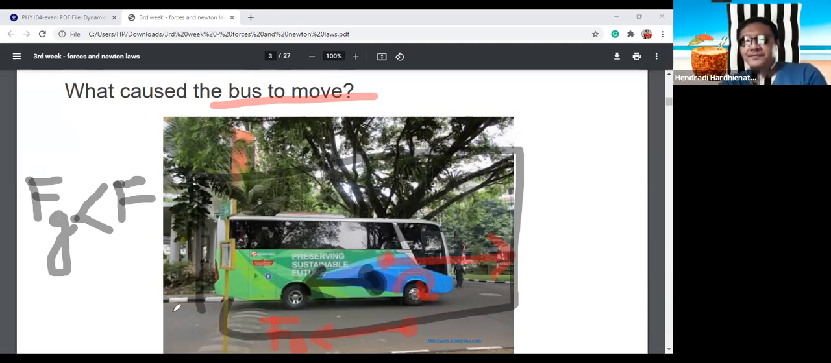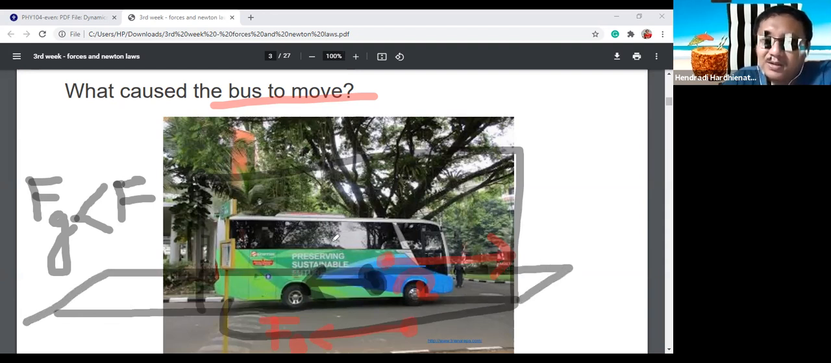Very good. Now, one important thing to understand is that the bus can move only if it is connected to the road. For example, if you pick up the bus 1 centimeter above the ground, the bus cannot move even though you have a super engine. So the important thing for everything to move, for example, when you walk on the street, is that you have to have friction force. You have to have contact with the ground. So this is the key.